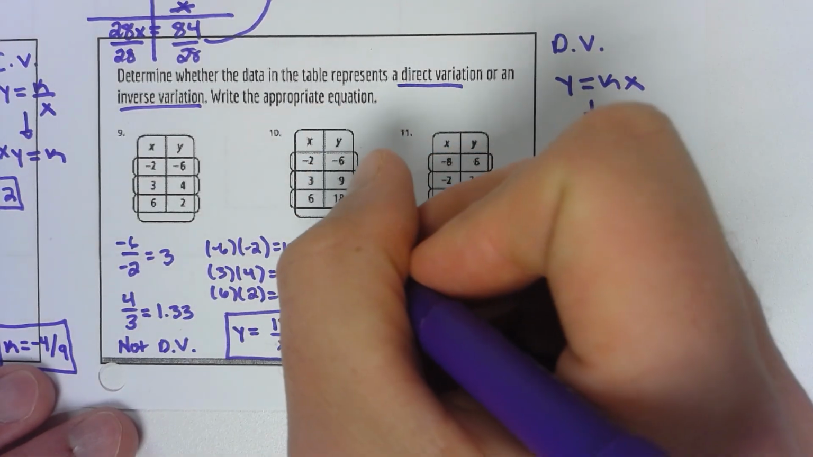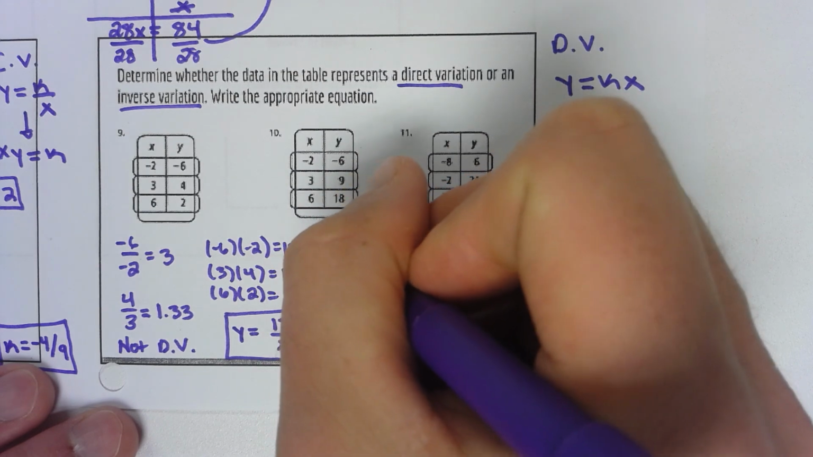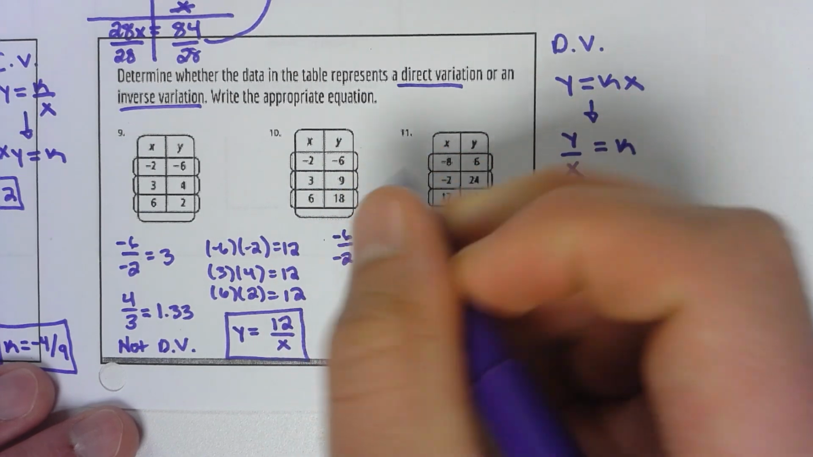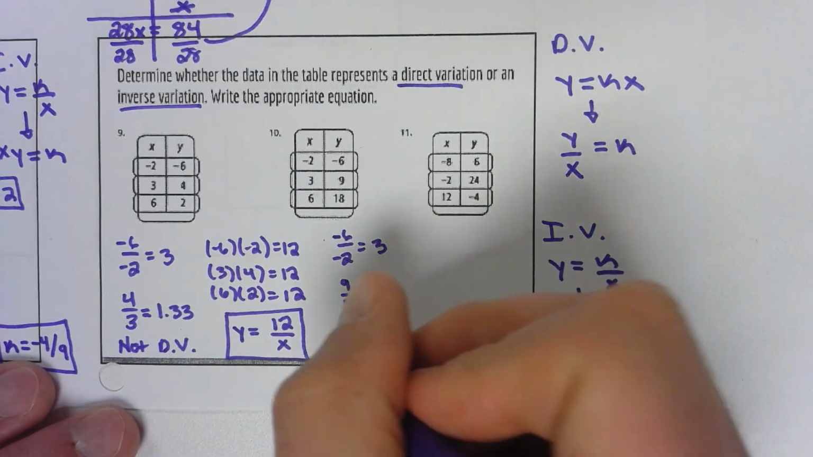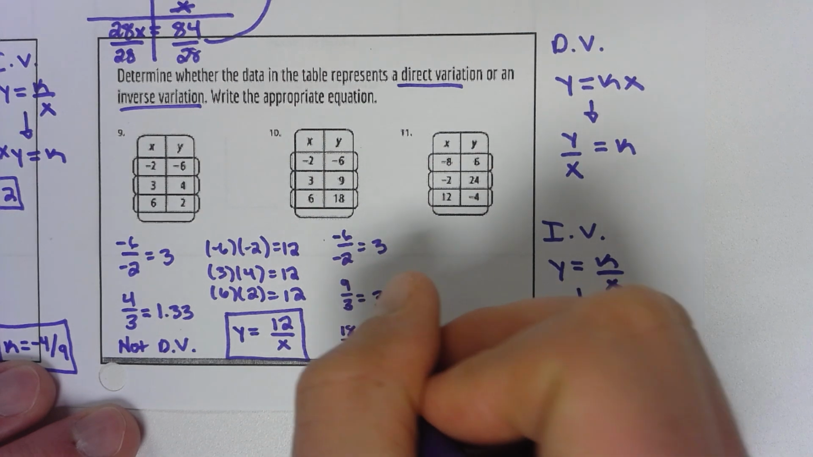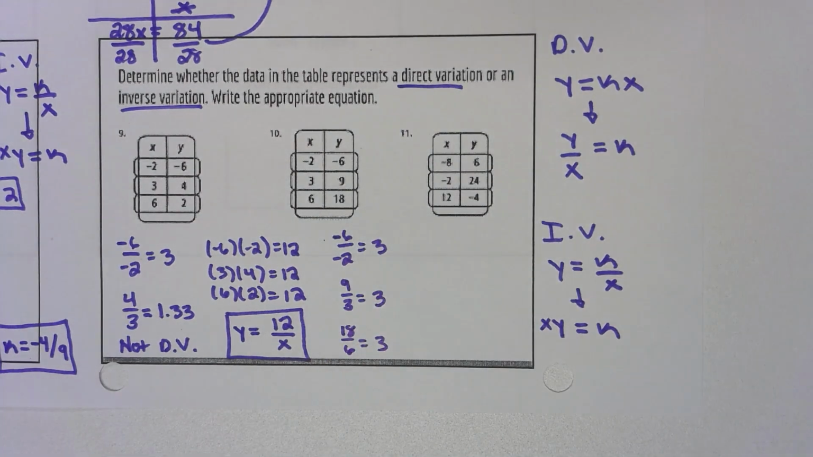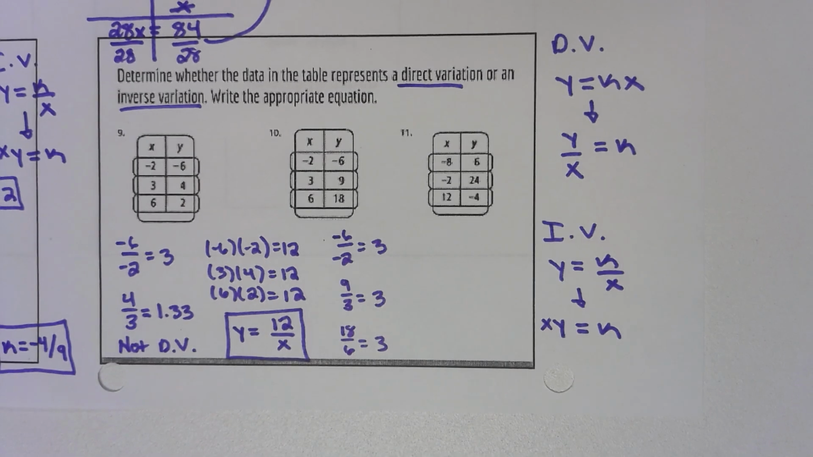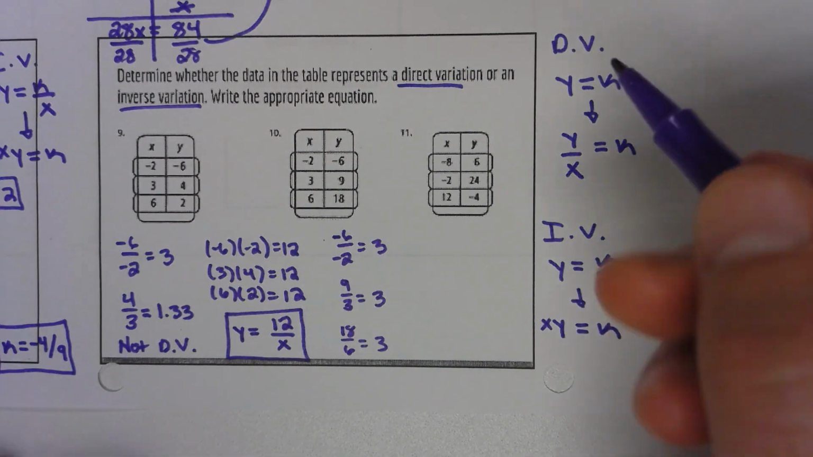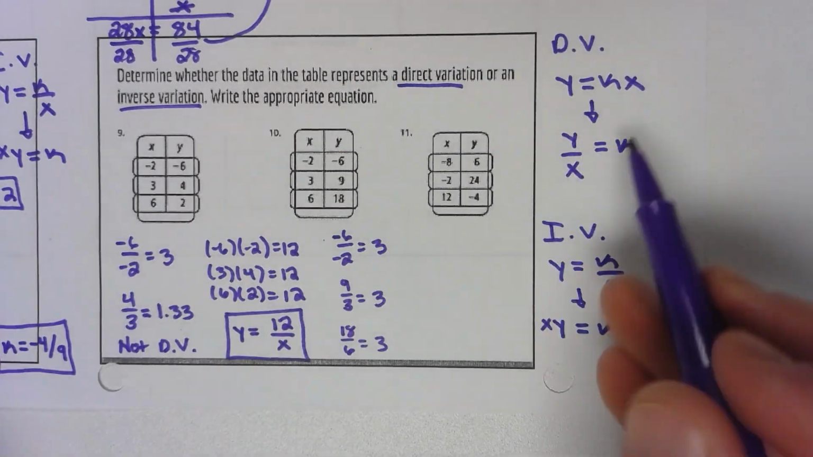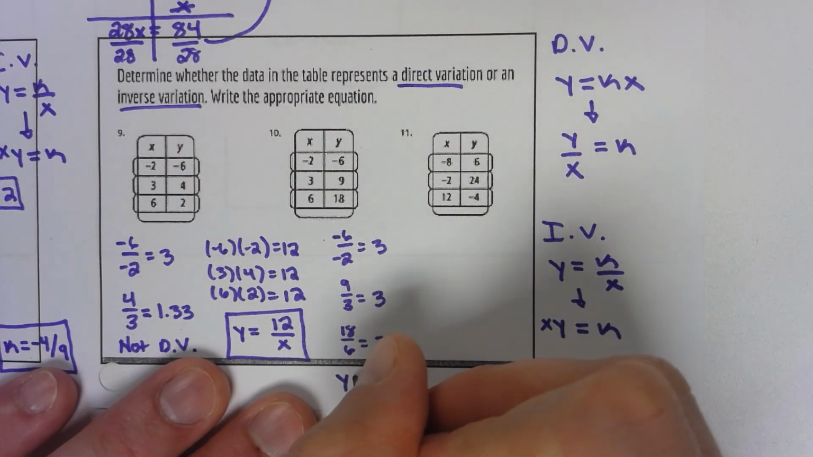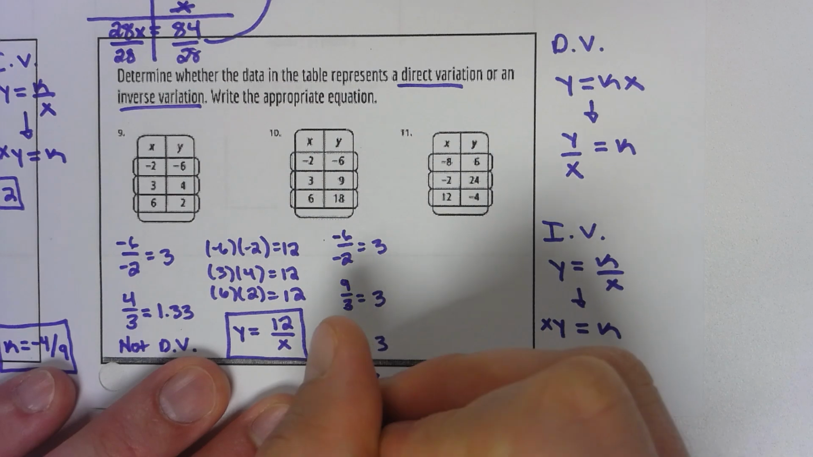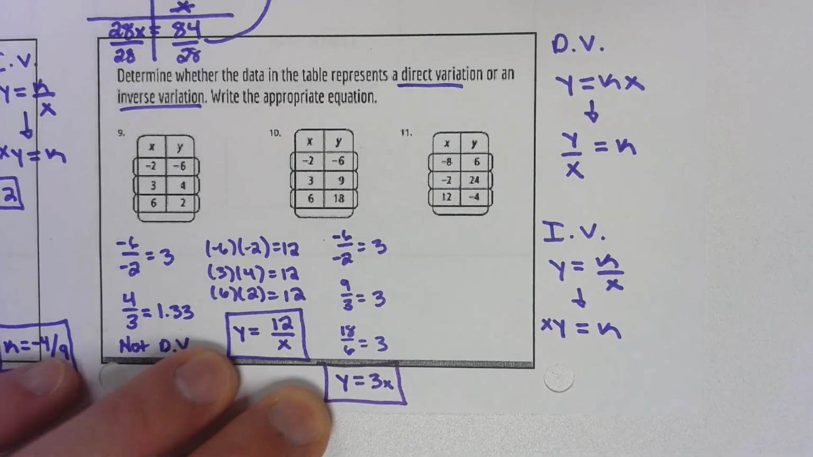So if I take y divided by x, I've got -6 divided by -2. That's 3. And I've got 9 divided by 3. That's also 3. Then I have 18 divided by 6. That's also 3. Well, that worked out nice, because every time I take y divided by x, I get that constant k. Because y divided by x is k, this is direct variation. And our equation is y equals 3 times x. And we're all done.